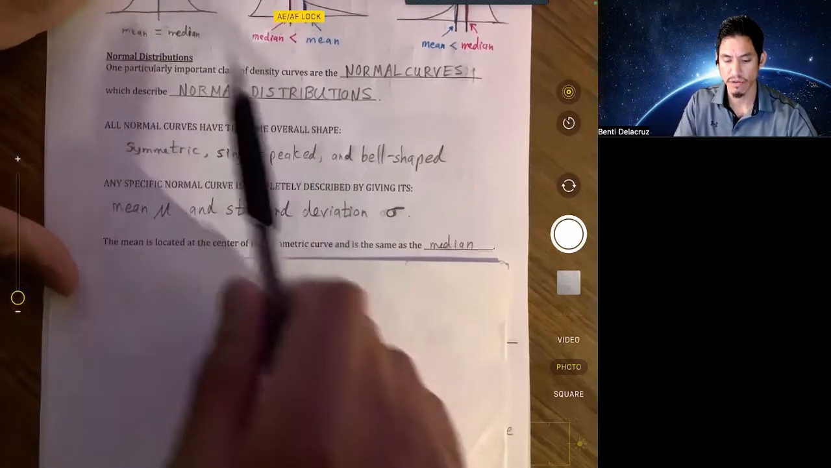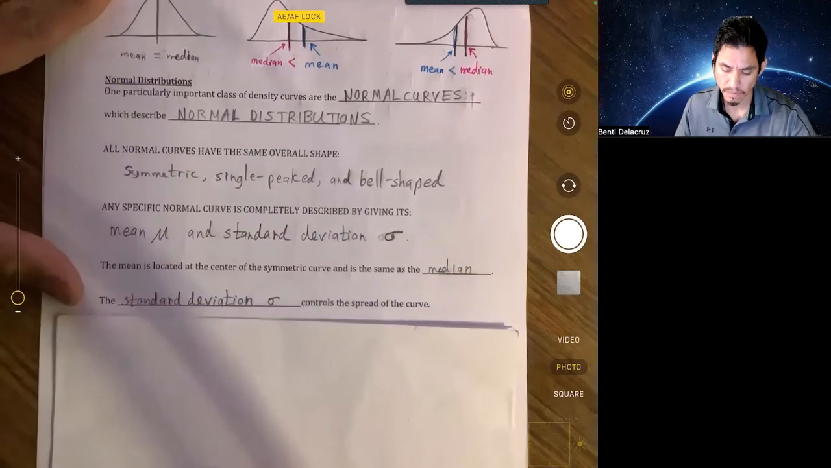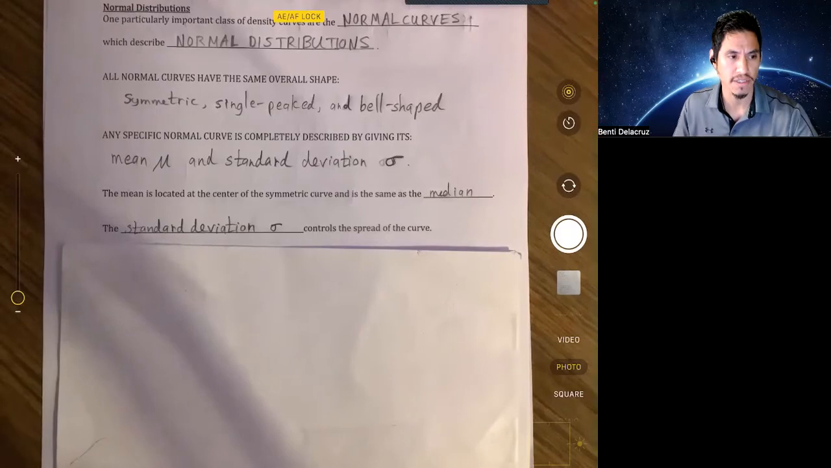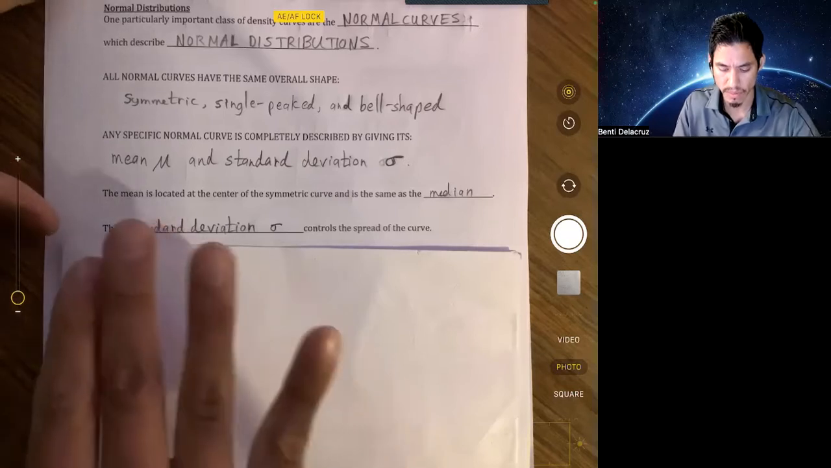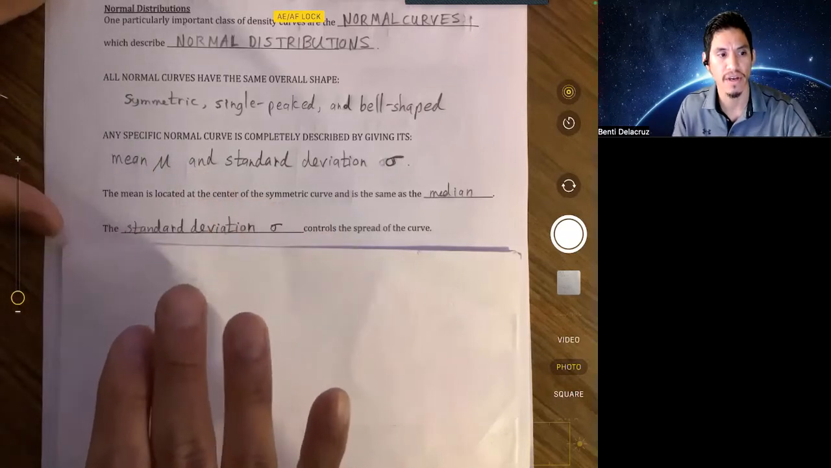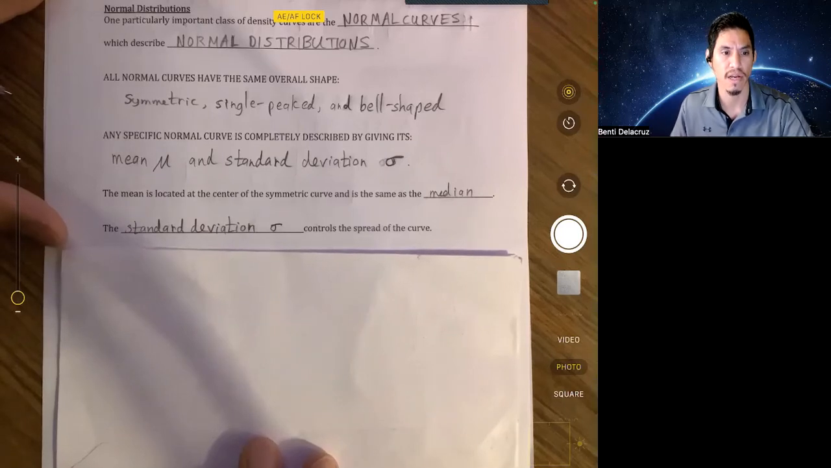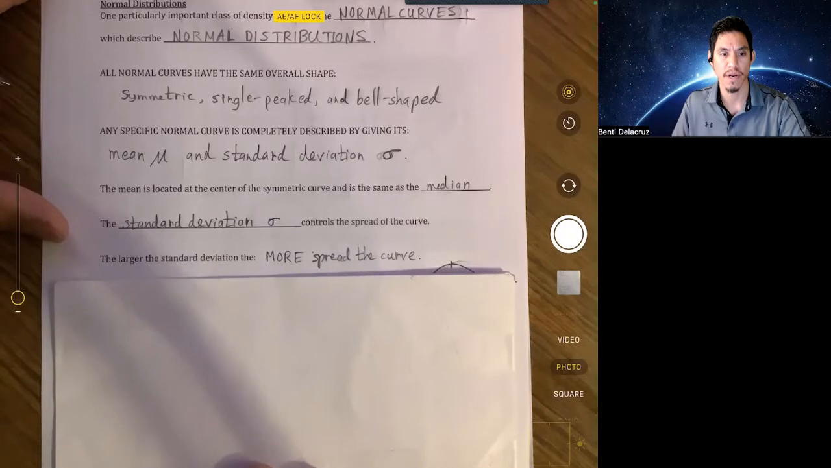Now, like we just showed, the mean and median in a symmetric curve are going to be in the middle. They're going to be the same. In the cases where we have normal distributions that are more steep in the middle or more flattened out, we're going to be looking at the value of the standard deviation. The standard deviation is what controls how spread out the curve will be. The larger the standard deviation, the more spread out it's going to be.